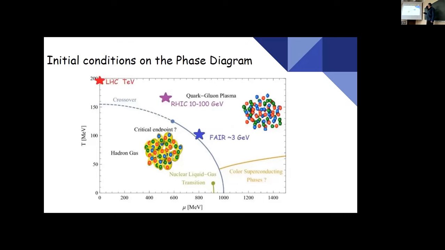The idea of these experimental studies is usually just to accelerate nuclei to different energies. For example, here 3 GeV, very low energy for this field of physics, and at the LHC we have up to several teraelectronvolts. By accelerating these nuclei to different energies, at the initial moment of collision we can get to different points of this phase diagram. At low energies we are here, at very large energies here, and we can get somewhere in between.